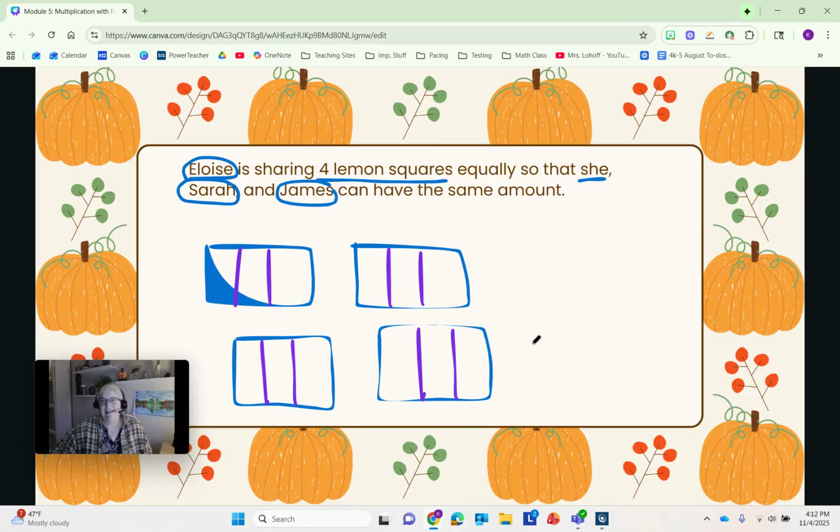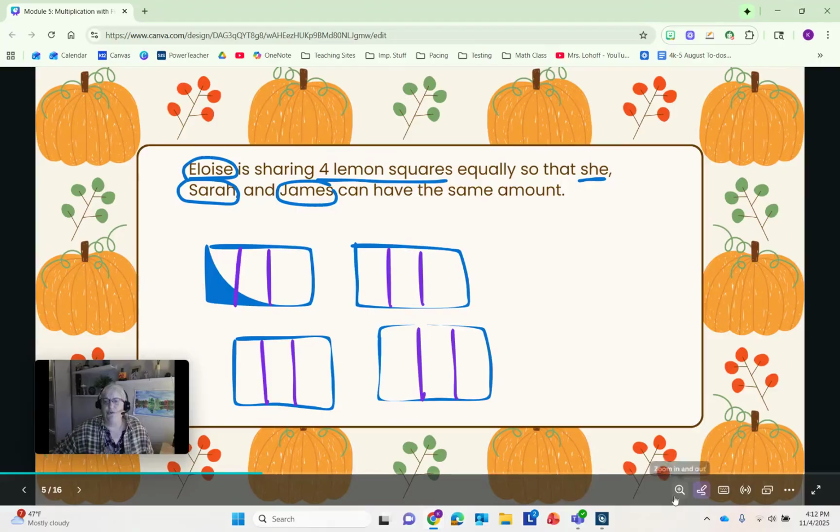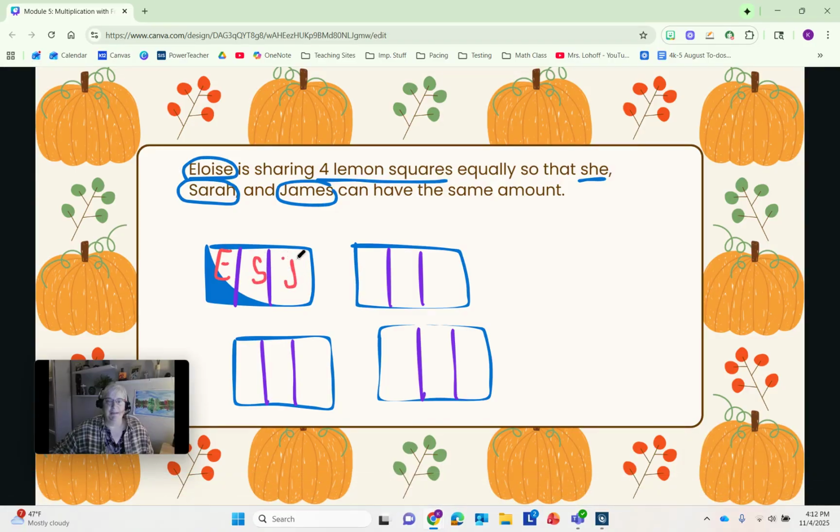Not the eeny, meeny, miny, mo, but one for you, and one for you. And that would look like this, so I'm going to use E for Eloise. One would go to Eloise, one would go to Sarah, and one would go to James. And the same here.